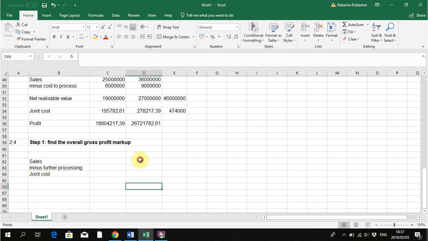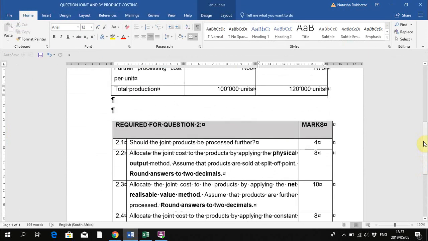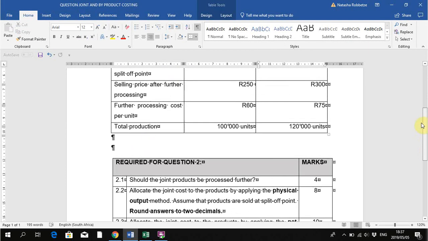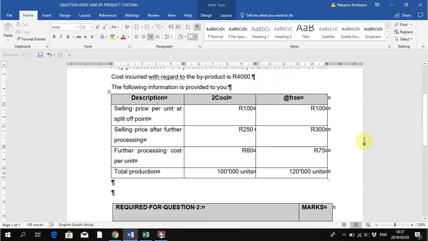Right, so here we're going to have to do a calculation. For the sales, we will have 2 different types of sales. We will have product 2 cool and product at-free, and they say it's further processed. So it will be 250 and 300 Rand.